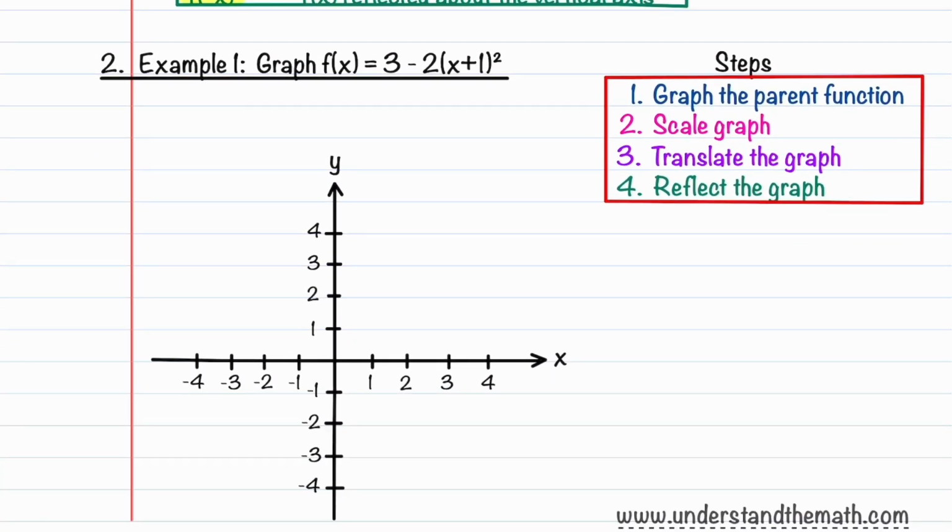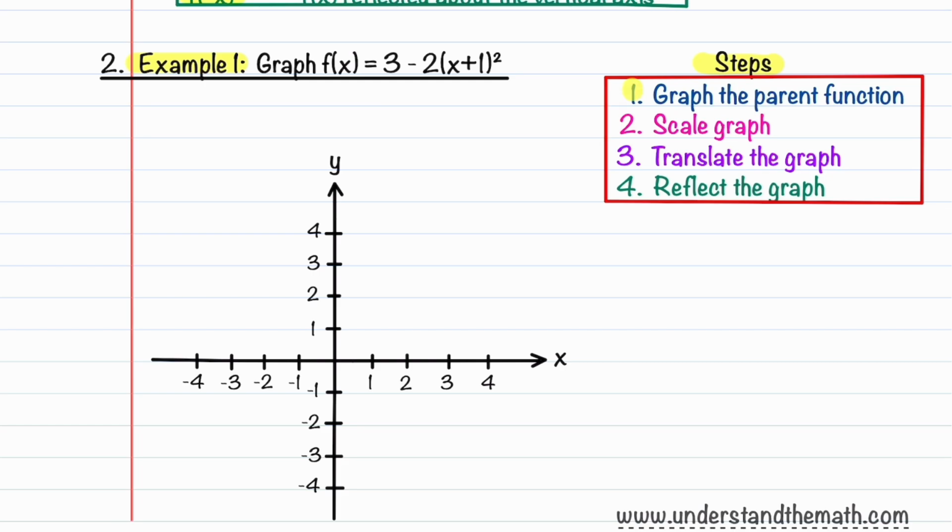Now that we know what to do, let's go over the first example. In this example, we're going to graph the function f of x is equal to 3 minus 2 times the quantity x plus 1 squared. On the right, I've listed the steps that we just went over, and we can use these as a guide.